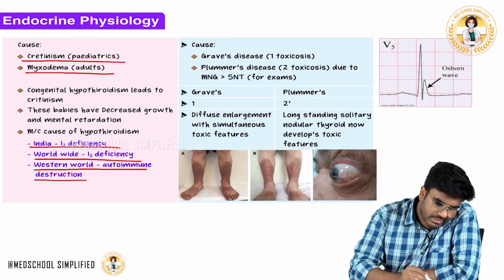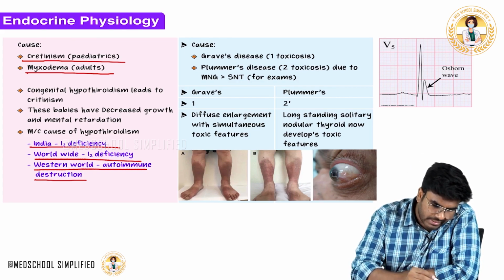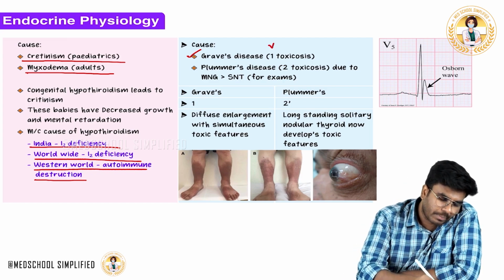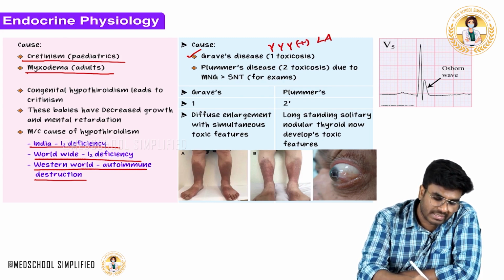The most common cause is Graves' disease. So what exactly is Graves' disease? Simple. In Graves' disease, the patient is producing antibodies. These are stimulatory antibodies, which are called LATs, long acting thyroid stimulating antibodies.